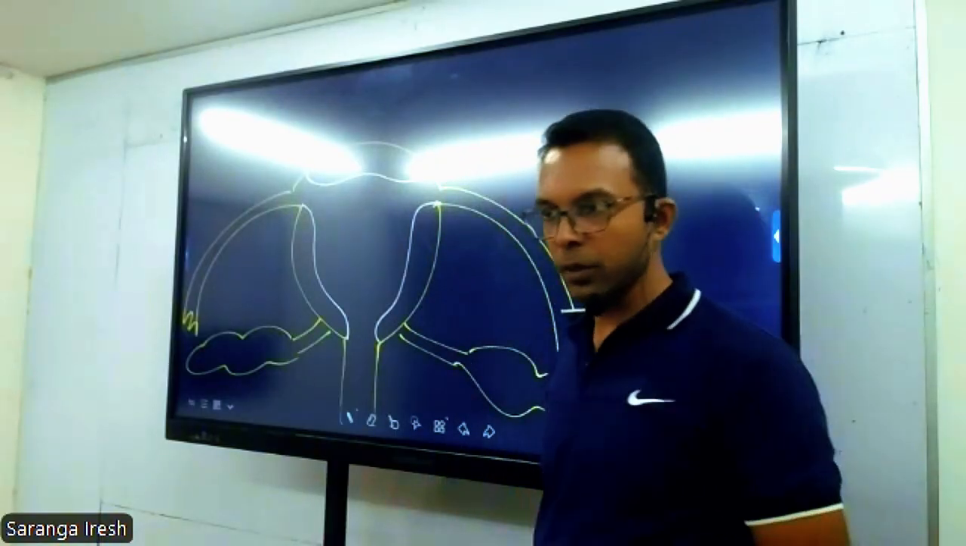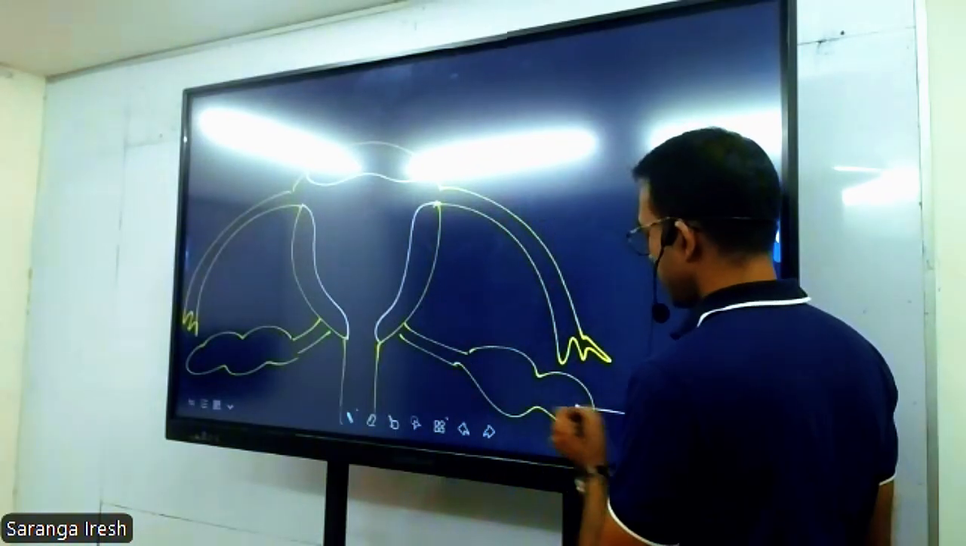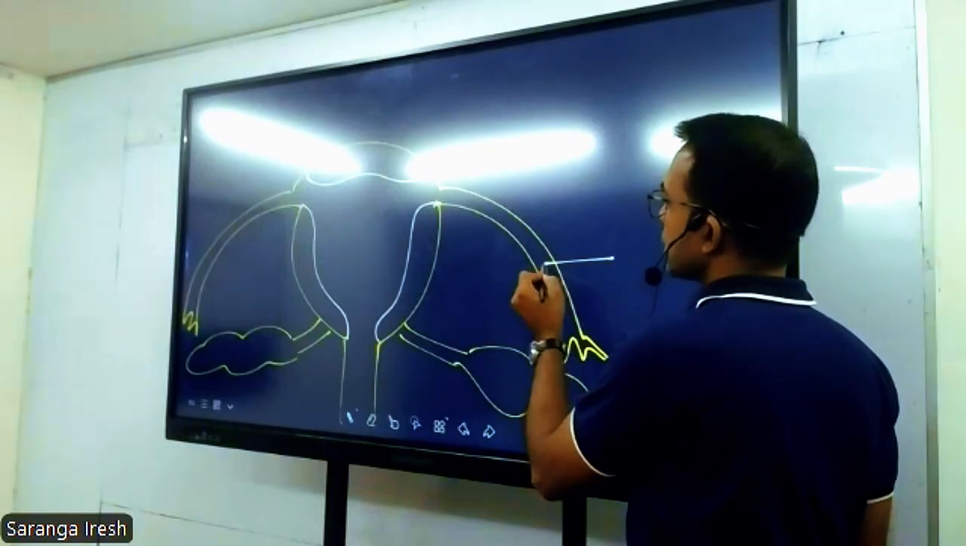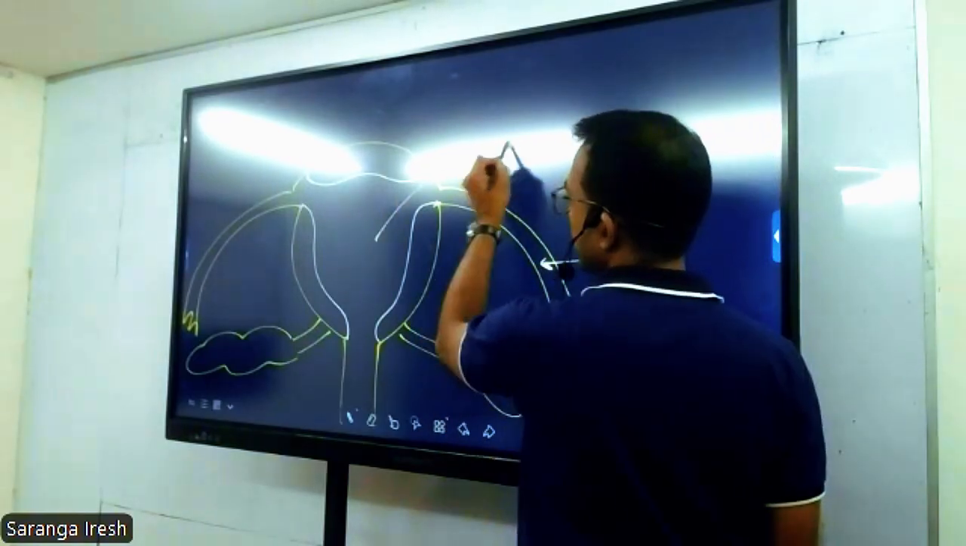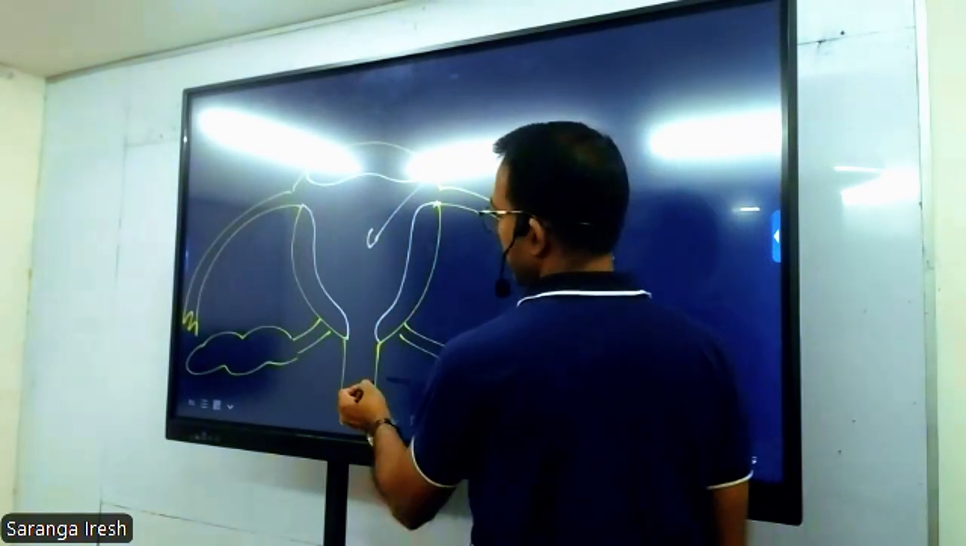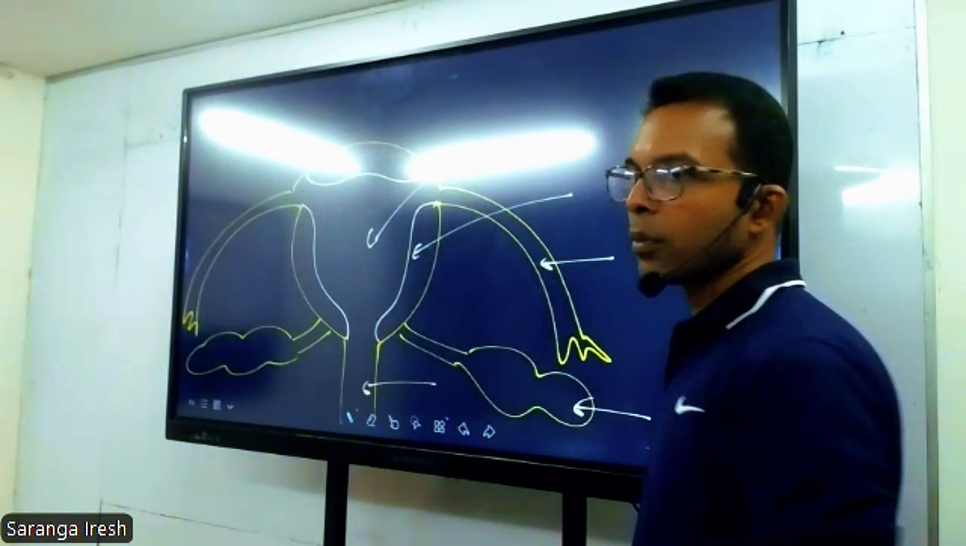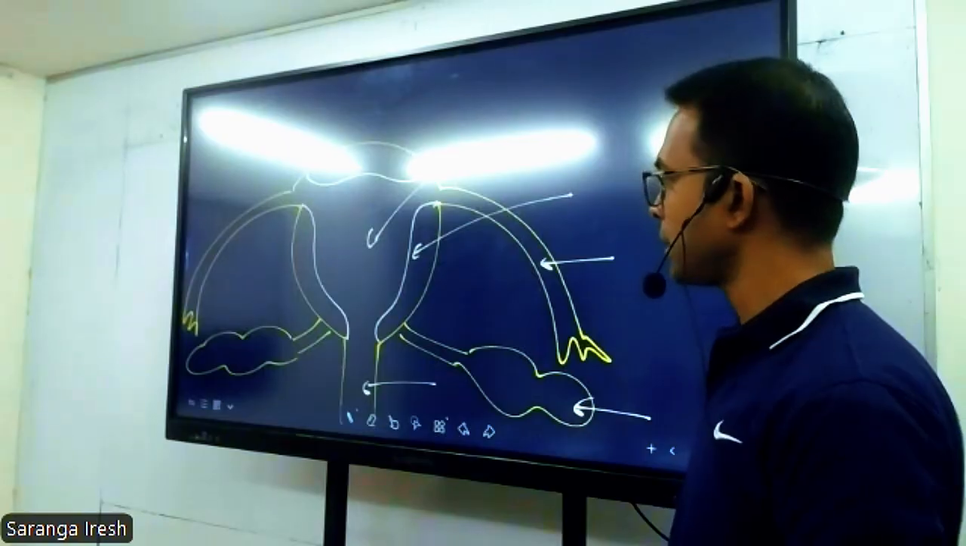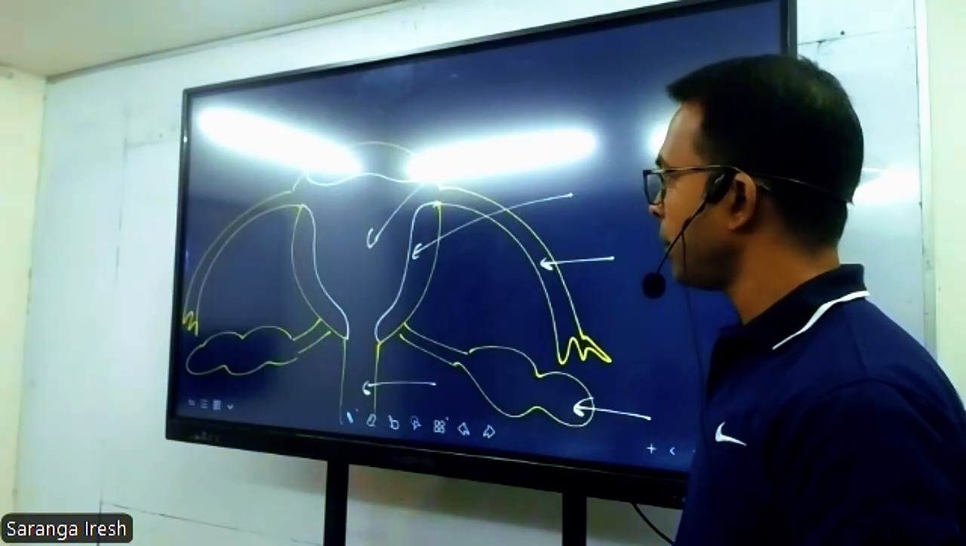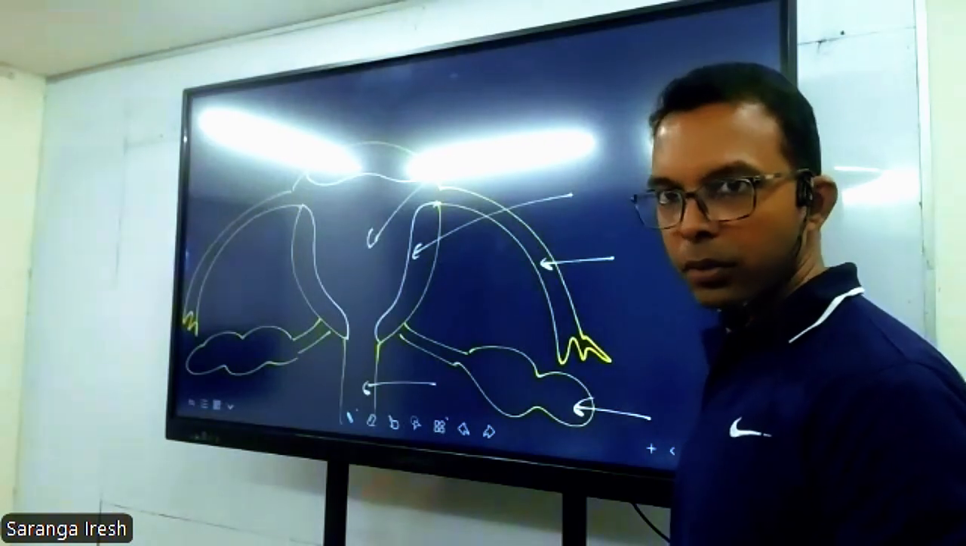In the female reproductive system, right? What is this one? Ovary. This is the oviduct. This is the uterus. This is the vagina. And this wall is the uterus wall, or it is also named the endometrium. Now, those are the basic structures of the female reproductive system, right?